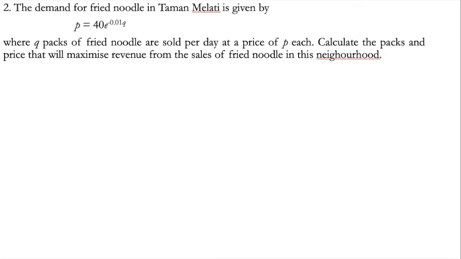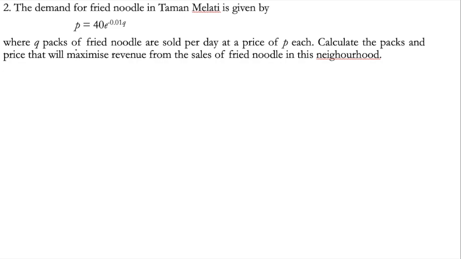Question of this quiz. The demand for fried noodle in Taman Melati is given by P equals 40 times E to the power of minus 0.01 Q, where Q packs of fried noodle are sold per day at a price of P each. Calculate the packs and price that will maximize revenue from the sales of fried noodles in this neighborhood.